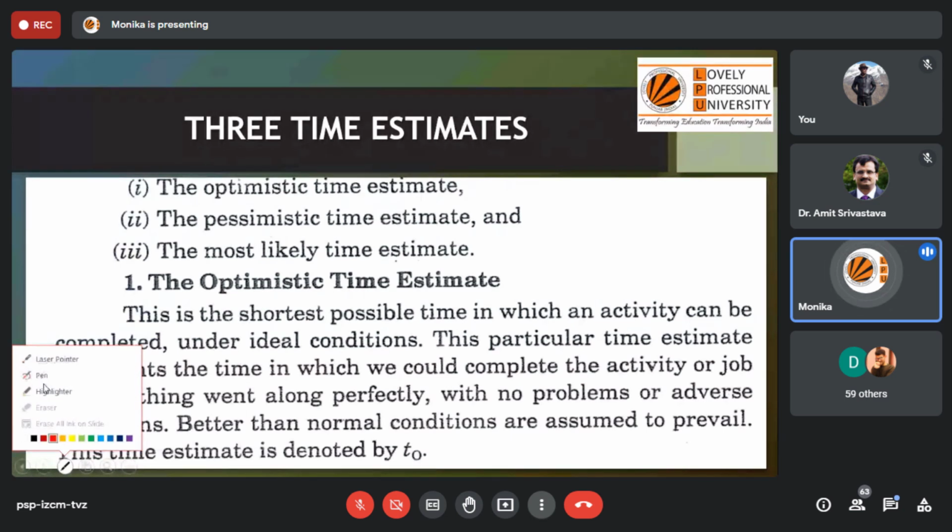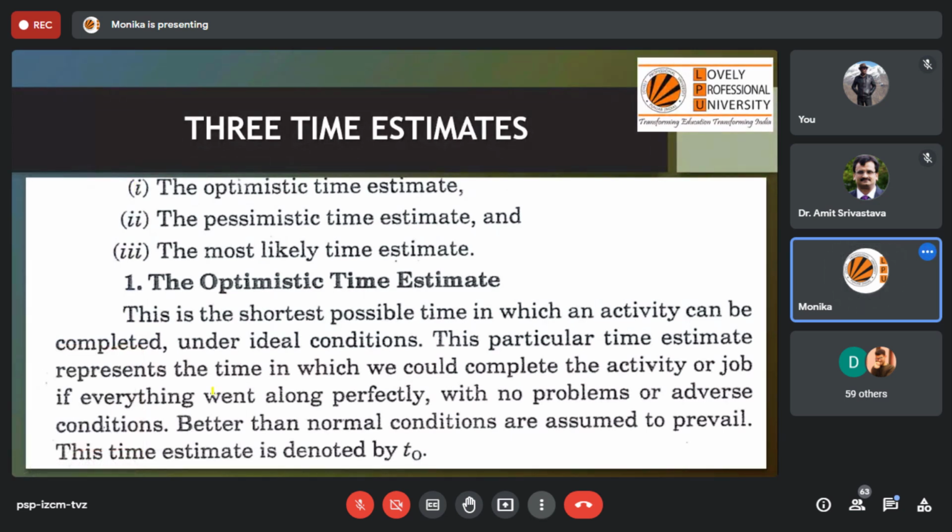The first one is the optimistic time estimate. In the optimistic time estimate, we consider that everything is in favor of the project. This is the shortest duration to complete a project, because we consider that everything is in favor of the project. No problem will occur, everything will go as per our plan, nothing will go wrong, and we will be able to complete our project in the time frame we set up in the planning stage.